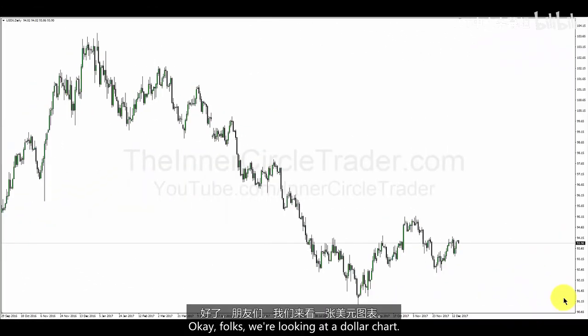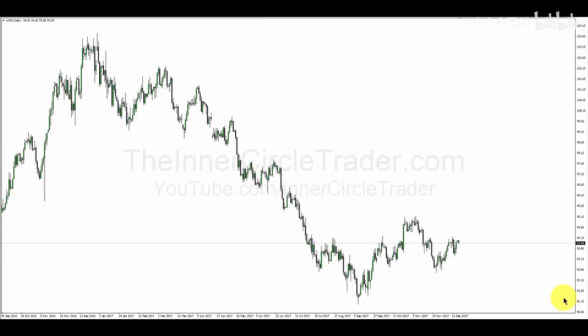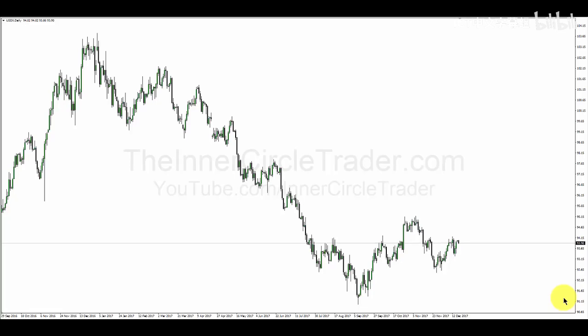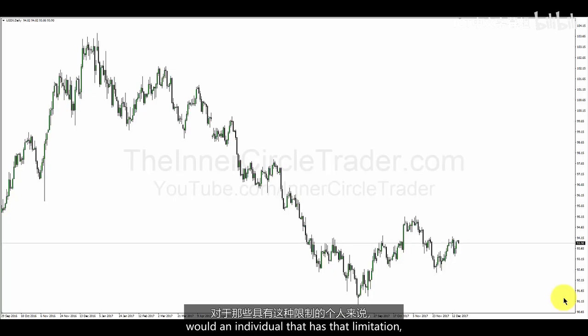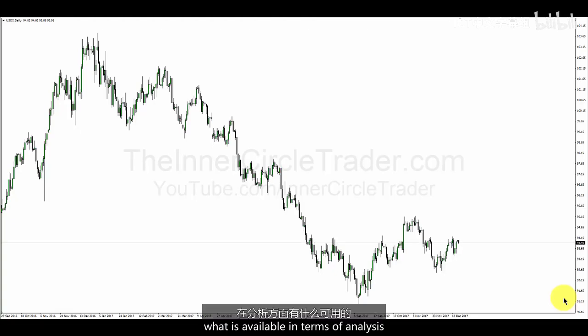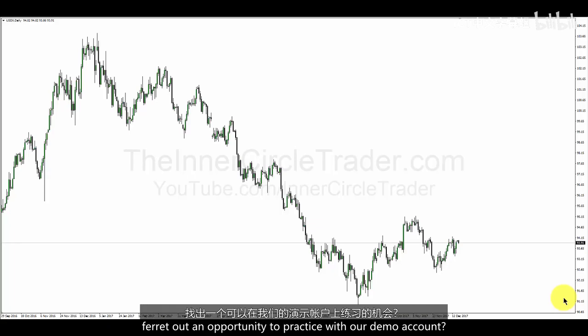Okay, folks, we're looking at a dollar chart. This is the daily. And when we sit down and begin our analysis, at least from a higher time frame standpoint, this teaching is going to be really aimed at those individuals that cannot do a whole lot of intraday charting or trading or day trading or scalping. So what kind of analysis concepts would an individual that has that limitation use? What is available in terms of analysis or techniques that we can more or less ferret out an opportunity to practice with our demo account?